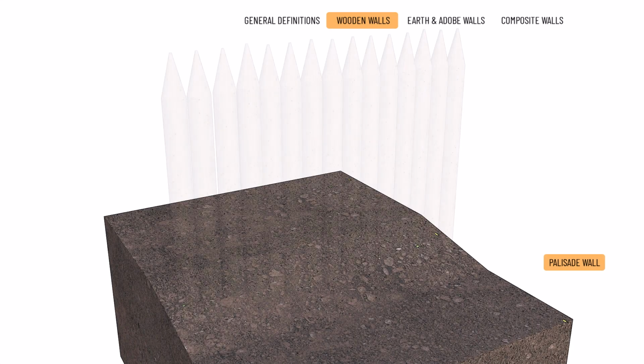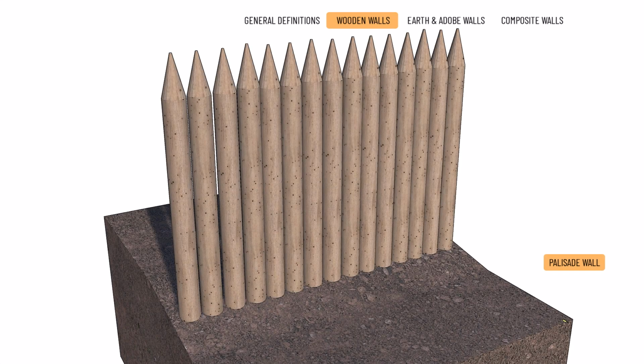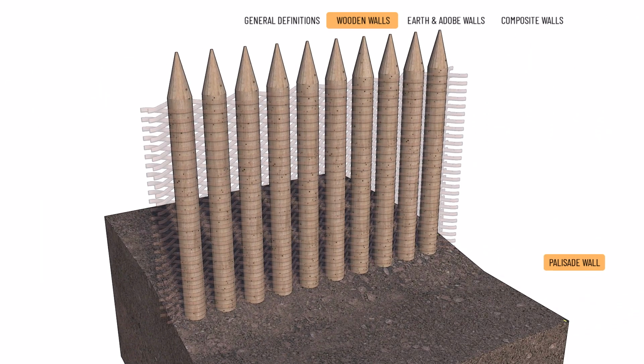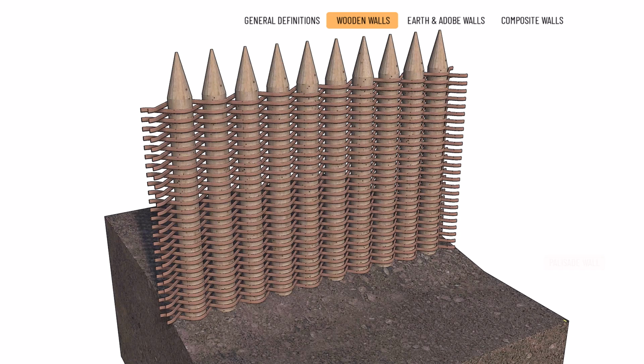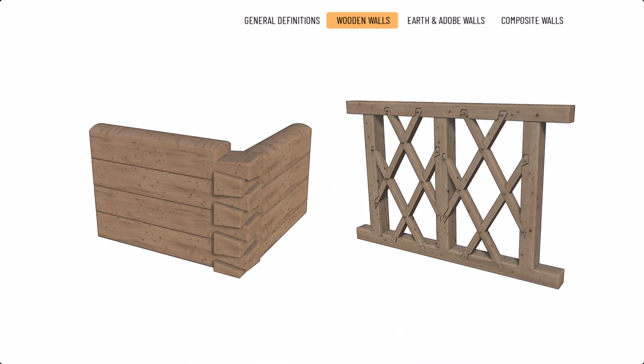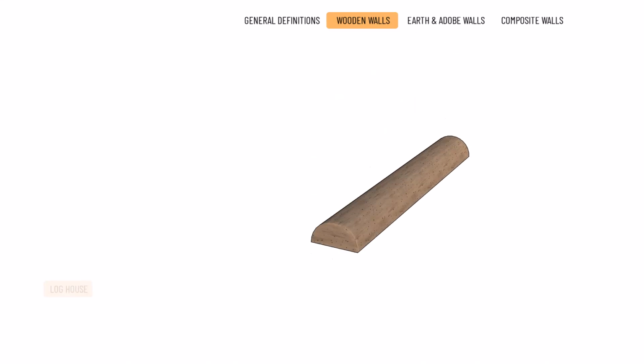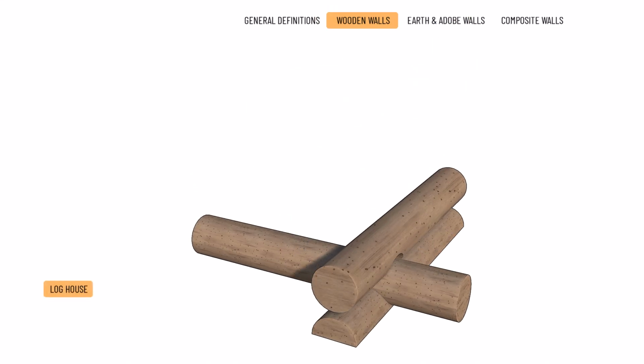Wooden walls. The first wooden wall constructions may have been palisade walls, which were later woven in a similar way to basket weaving. The most successful structures have proved to be log and timber-framed structures. These structures are characterized by using wooden joints to fit elements together. For example, the walls of a log house are formed by a series of horizontal beams.